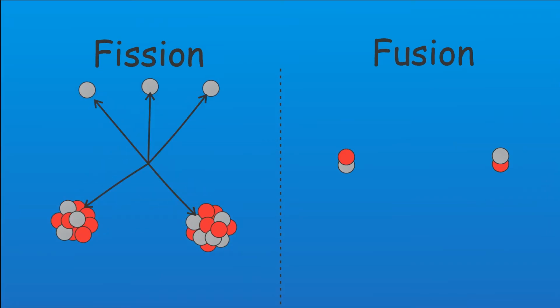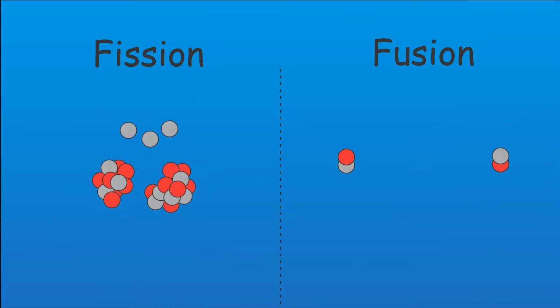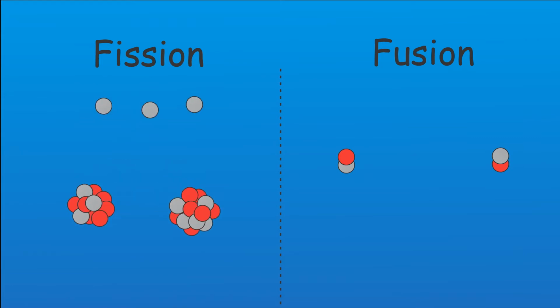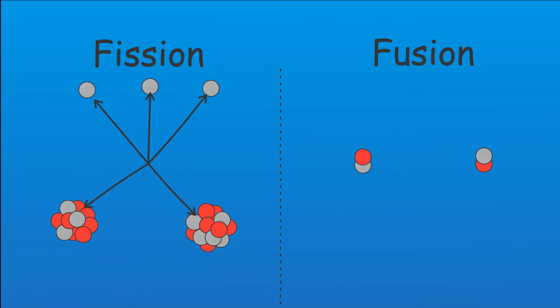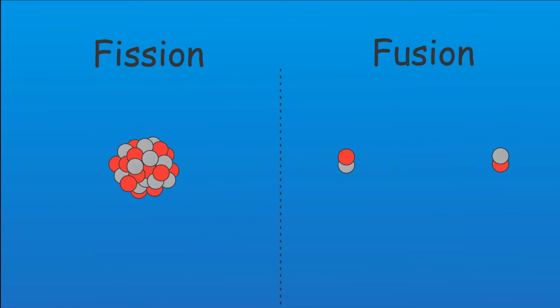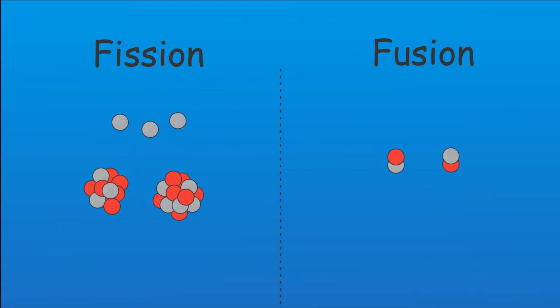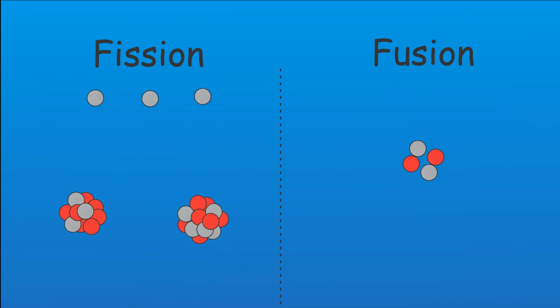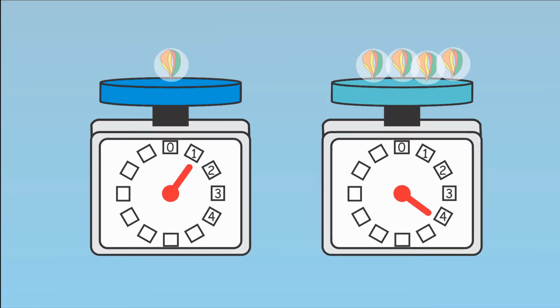Fission is a process in which larger atoms split into smaller atoms and nucleons, while fusion is a process in which smaller atoms combine their nucleons into larger atoms. Those two reactions release large amounts of energy. But why? Let's first look at this.